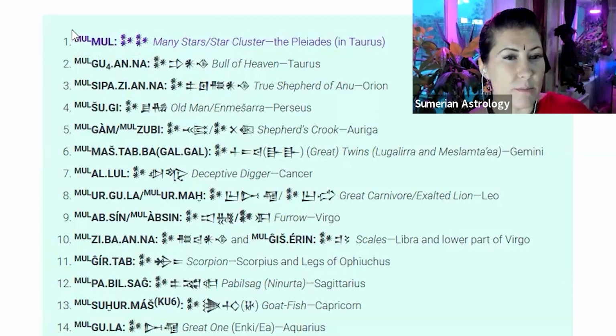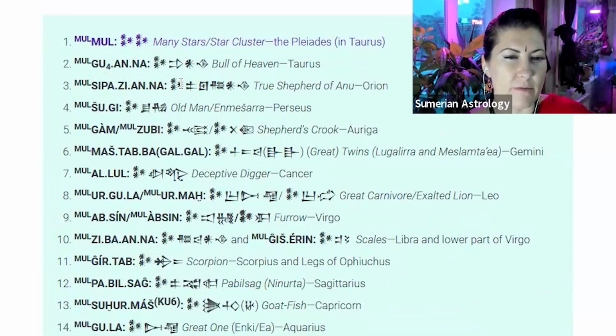First and foremost, it's important to know that this initial mul means star or constellation. Here it's used as a silent determinative to let you know that the following word is the name of a constellation or star. So mul means the star constellation or many stars or star cluster, which refer to the Pleiades in the constellation of Taurus.